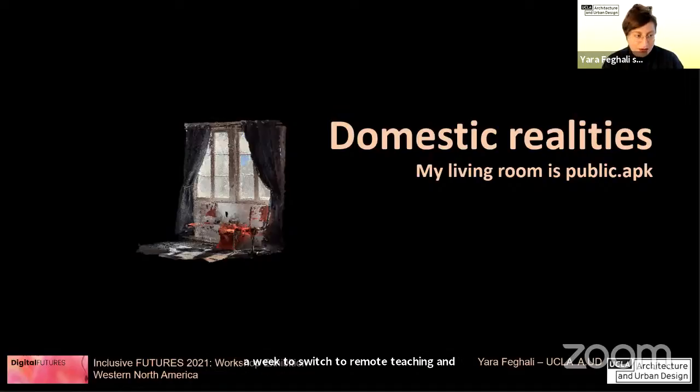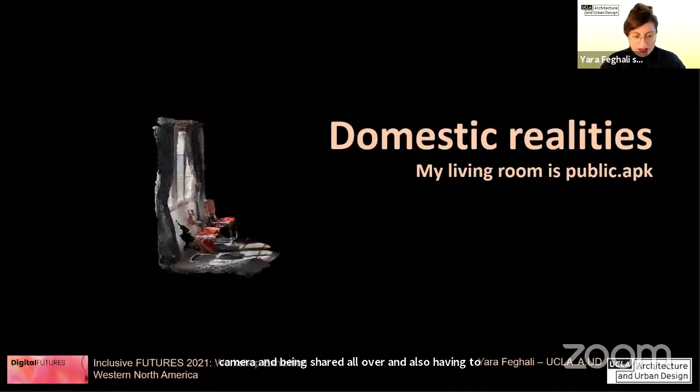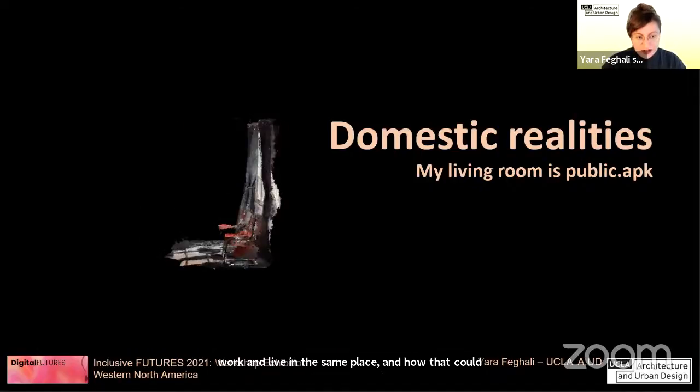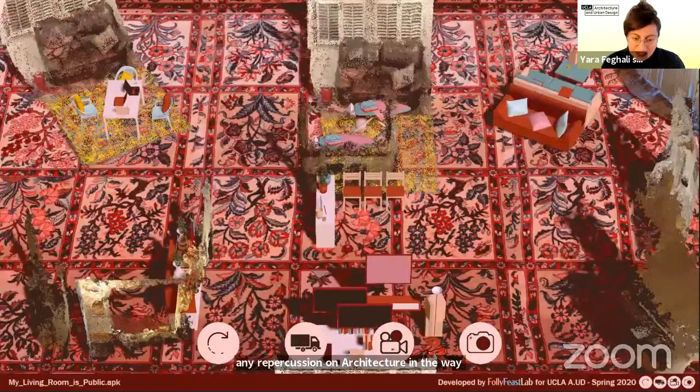And then suddenly I really wanted to change the topic of the class I was going to teach and turn it around domestic, what I call domestic realities. It was really asking students to reflect on what it means to work in a domestic space, what it means to share and suddenly have all their privacy being shown on a camera and being shared all over, and also having to work and live in the same place, and how that could affect, or could it have any repercussion on architecture and the way we design.